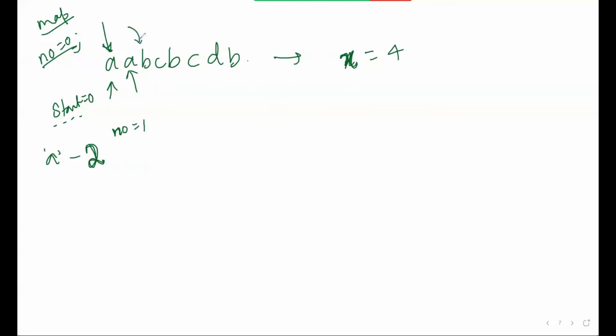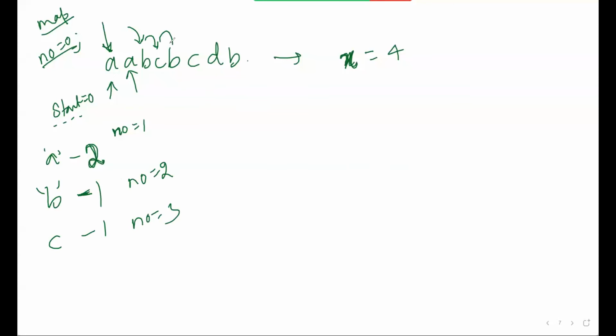After that, I'll go to this B. I'll increment its frequency, so the frequency of B becomes 1. So number will become 2. Okay, I have found a new distinct character. After that, I'll go to C. Here number will become 3.